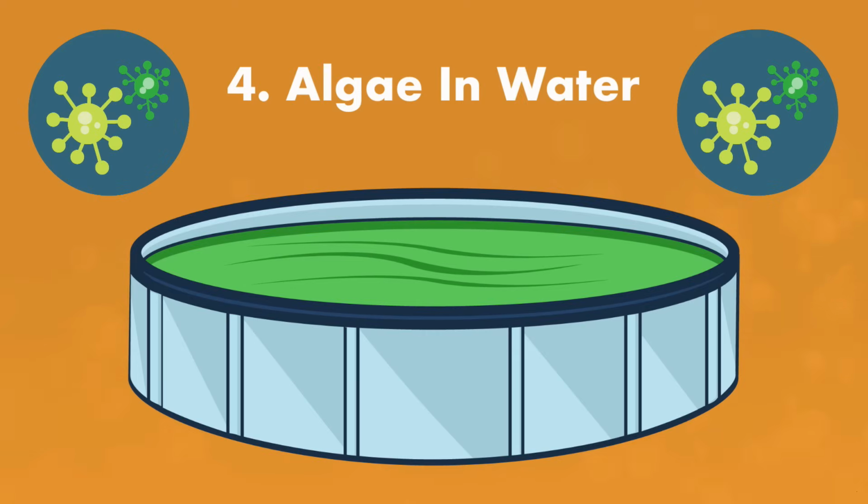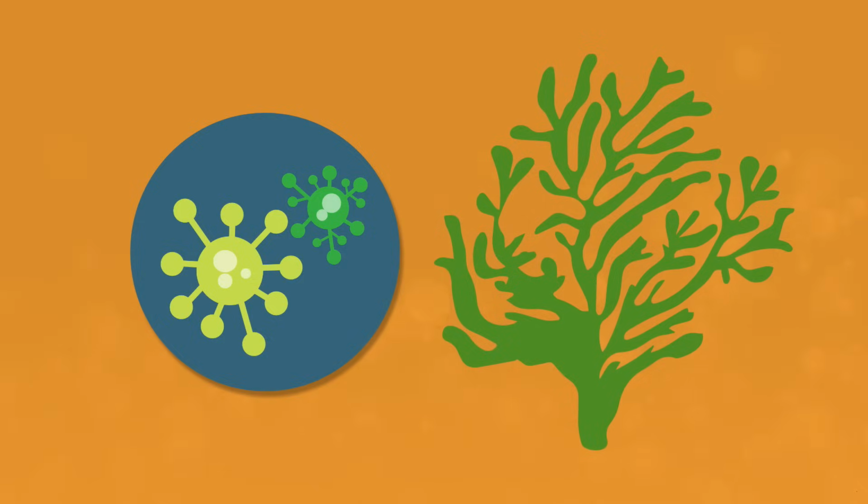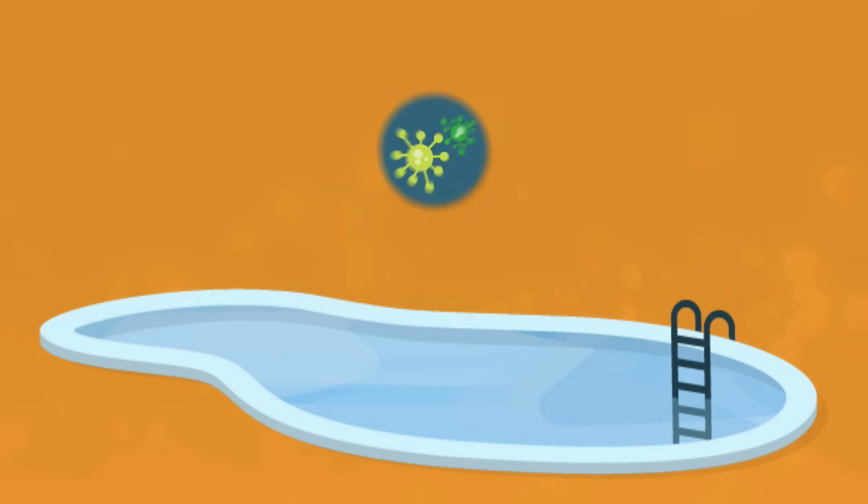Finally, it could be algae. Could be something actually in your pool that's causing the water to be cloudy. And algae is not always green. It could be dead algae, and dead algae can make your pool cloudy.